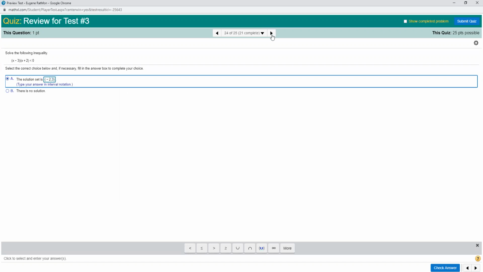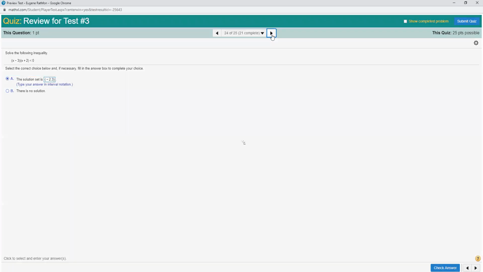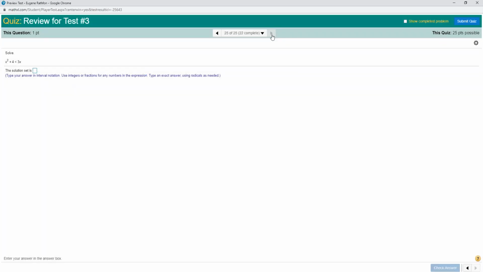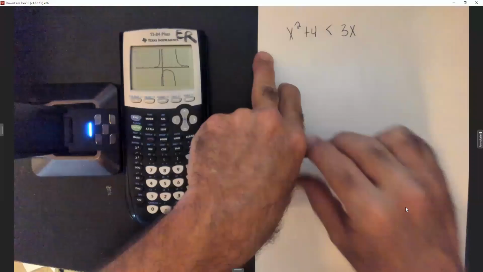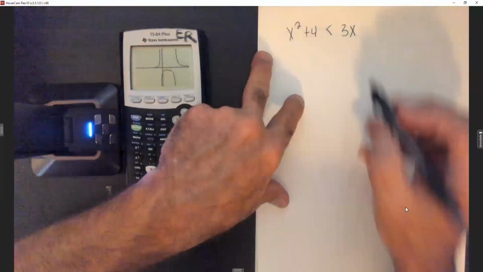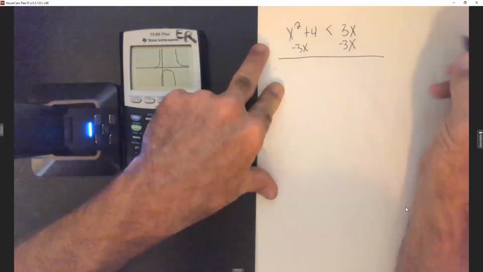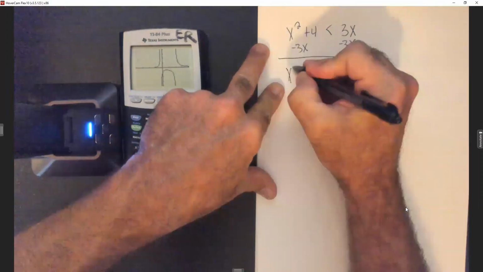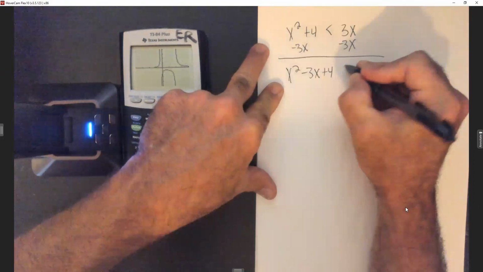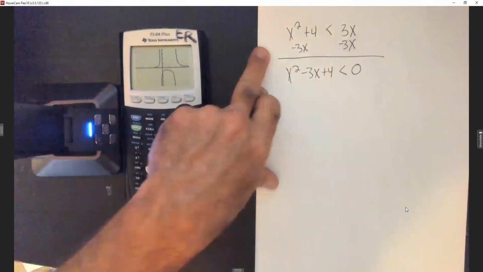And then I would go to number 25, and y'all, 25 is the same thing, except you got to factor it, okay? So I got it, x squared plus 4 is less than 3x. So let's go to our paper, solve this. All right, so to solve this, you need a 0 where the 3x is, so you got to subtract that 3x from both sides, so that I get my x squared minus my 3x plus my 4, all less than 0.